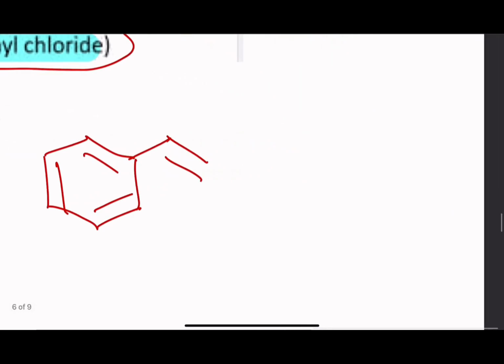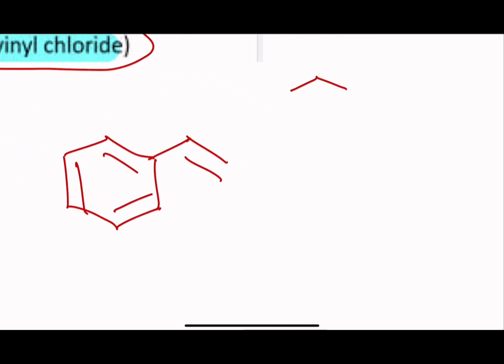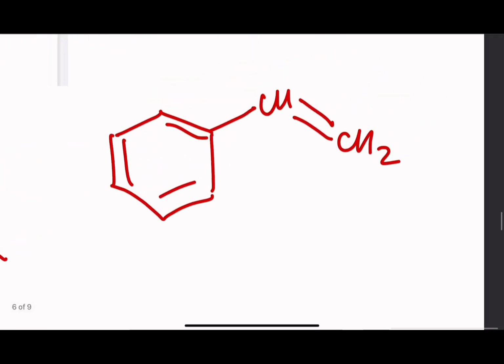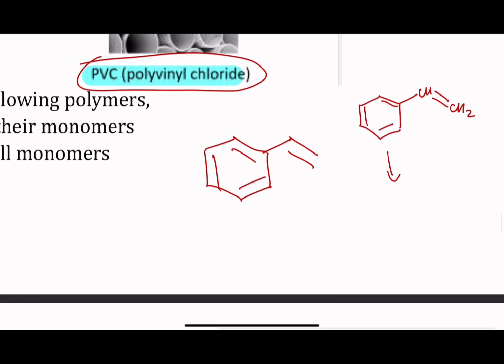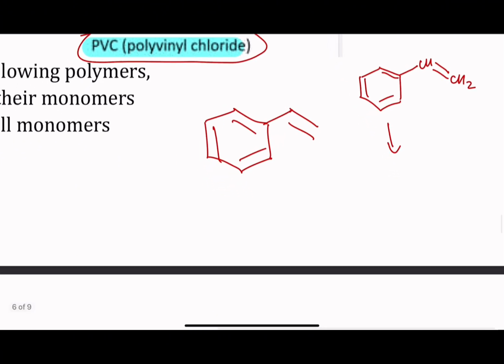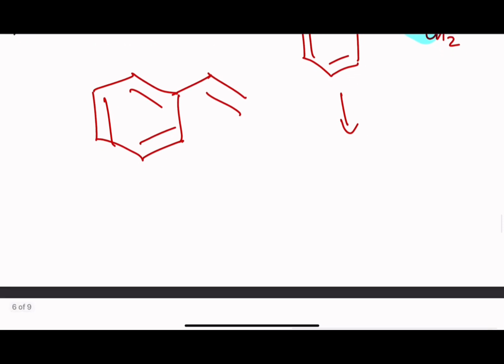So the structure, sometimes people write it like this, but this is not a line diagram. So this is another way. We know that when you polymerize it, it looks like this. So only the double bond in here breaks down. So it will be like CH2, CH.